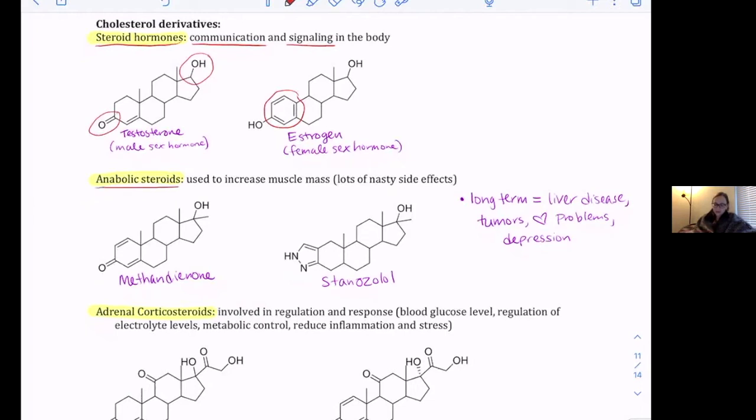Additionally, we have something called anabolic steroids. These are used to increase muscle mass. So when you hear about steroid use, or illegal steroid use in sports, these are the types of steroids that we're talking about. So not all steroids are bad. Not all steroids are banned. People take steroids all the time.